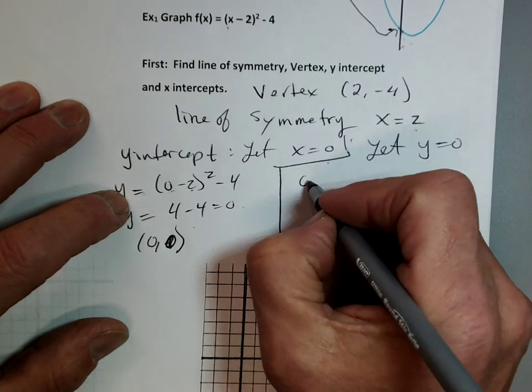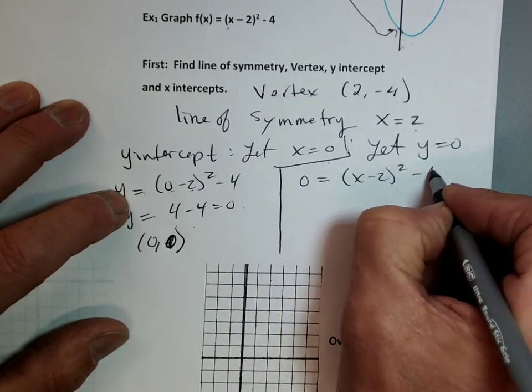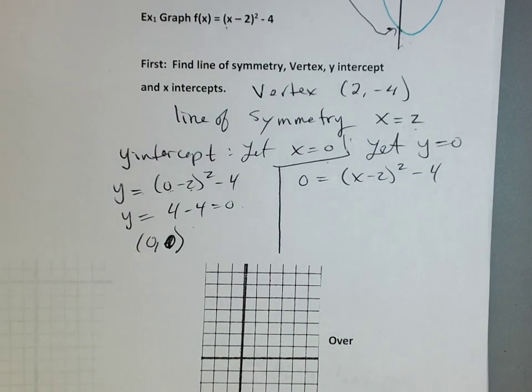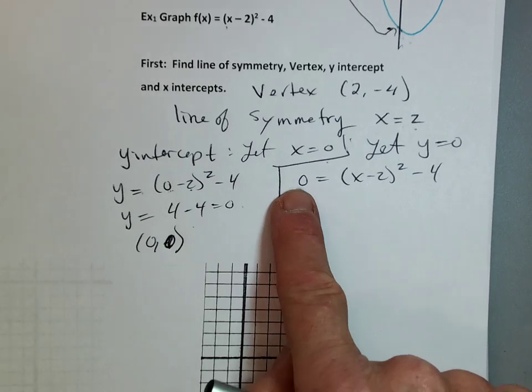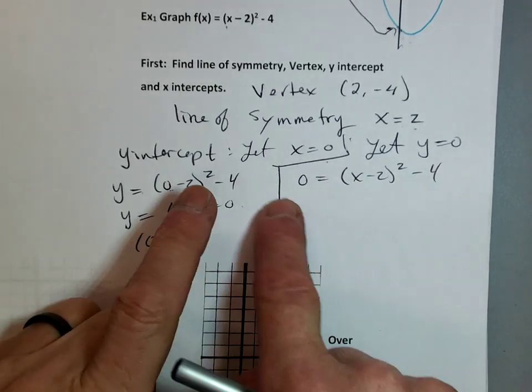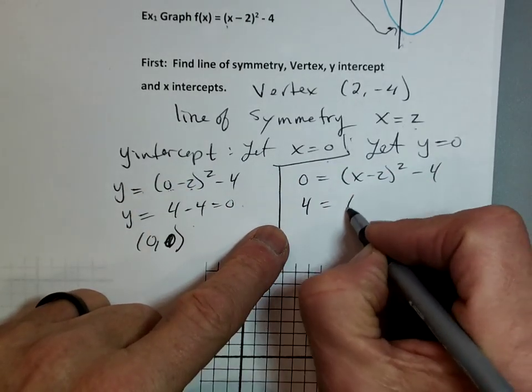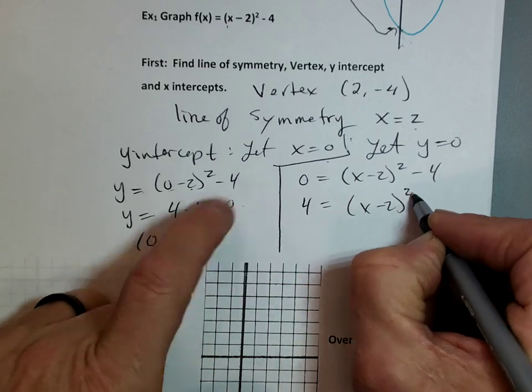So I'll have 0 equals x minus 2 squared minus 4. Again, we can get this from the graph, but you can't always. I want to show you the math behind it, okay? So for the x-intercepts, let y equal 0. So let's solve. I'm going to add the 4 first. So I'll go 4 equals parentheses x minus 2 squared.